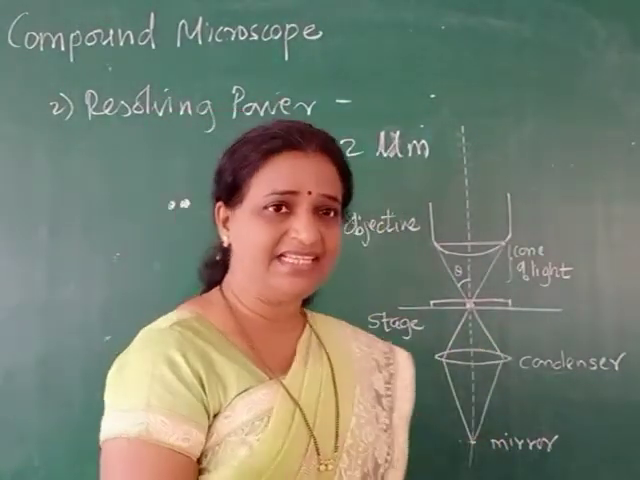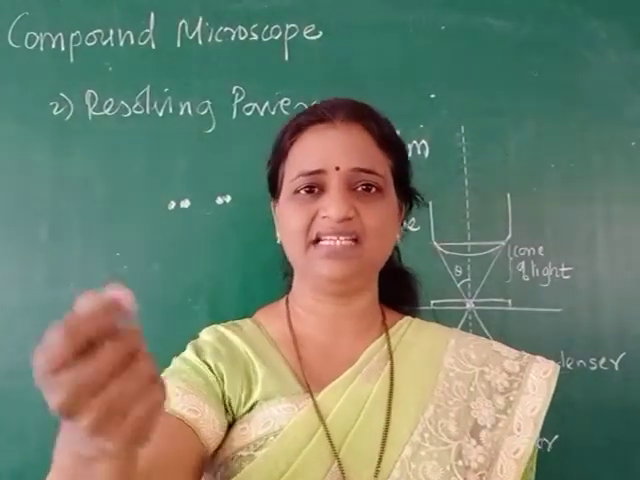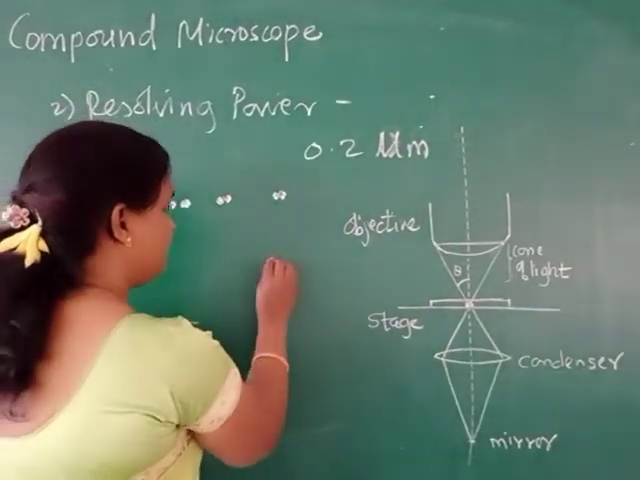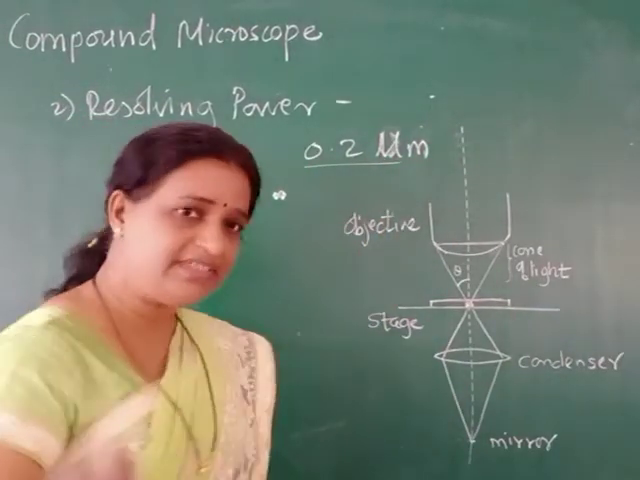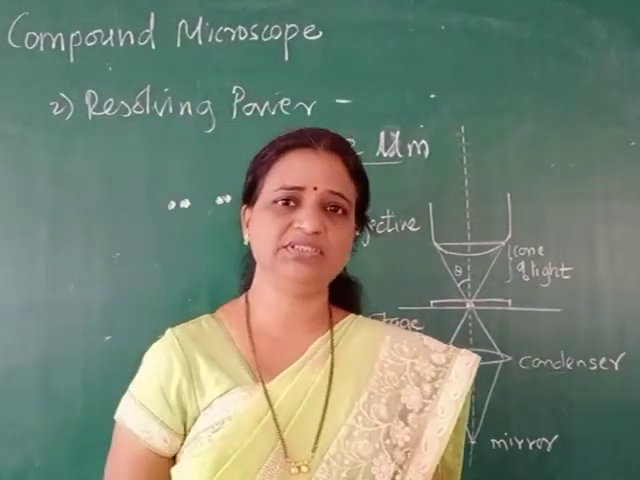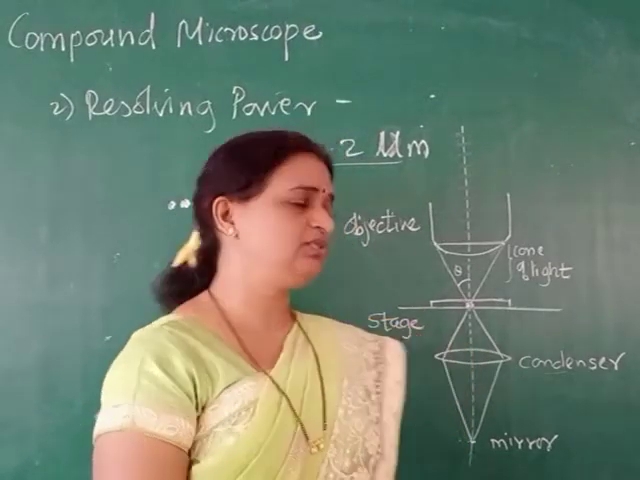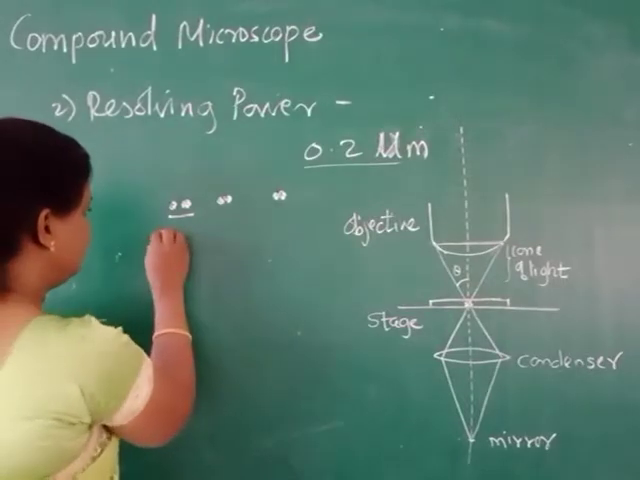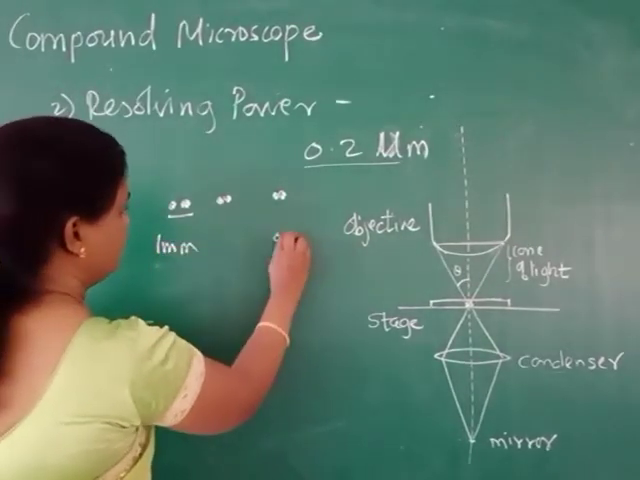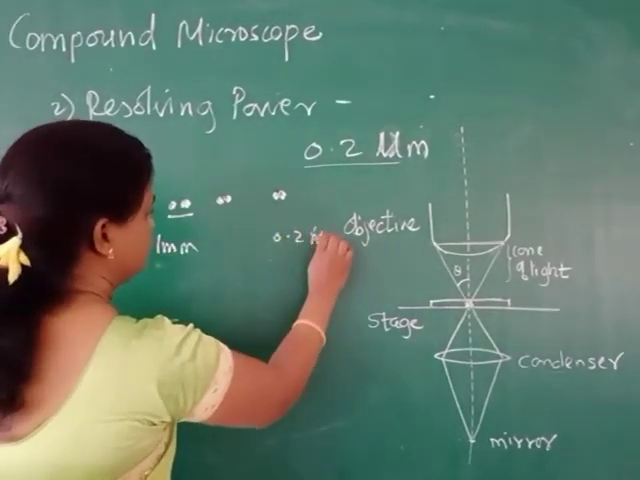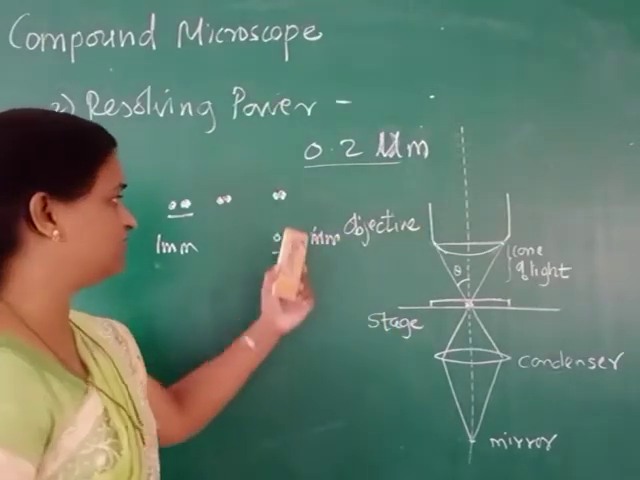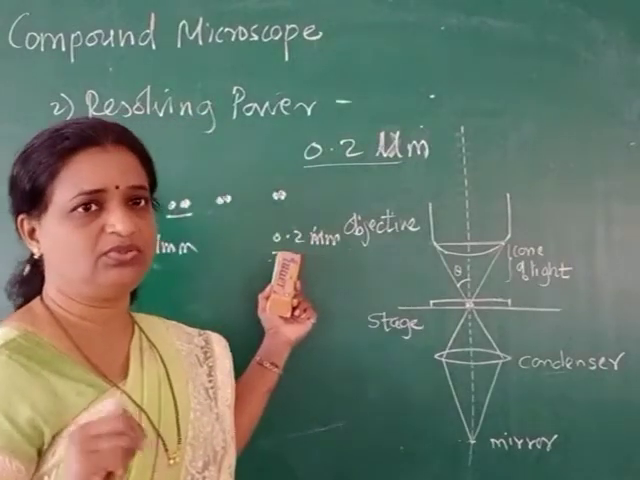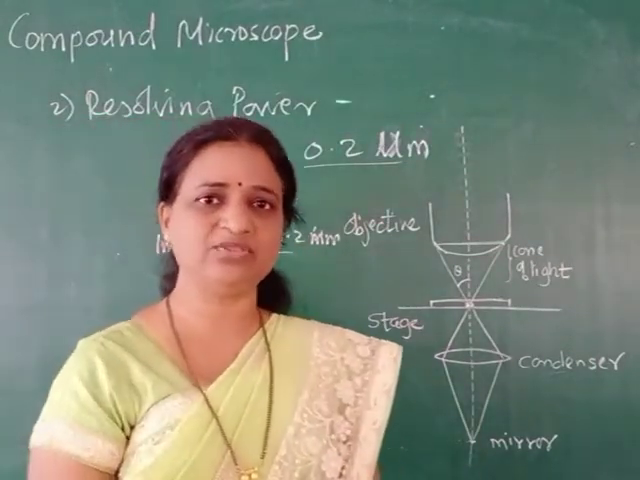If the value of resolving power is very small, it indicates high resolution. Can you understand what I am telling? Suppose one resolving power value is 1 millimeter and the other is 0.2 millimeter. Which is the good resolution? This one, 0.2 millimeter. The smaller the value of resolving power, the better the resolution, and you will get more details of the object.